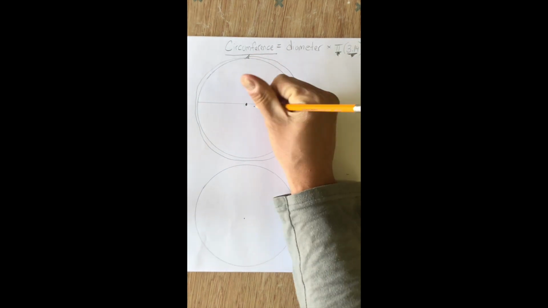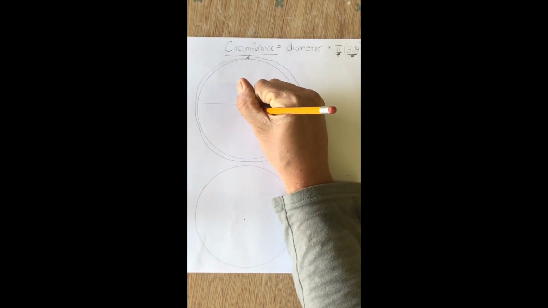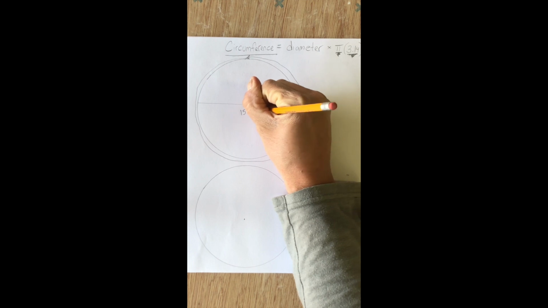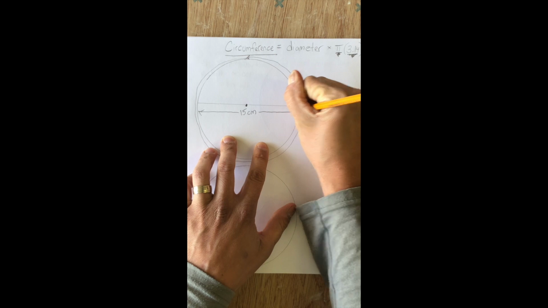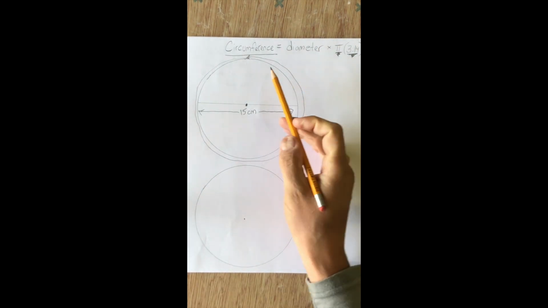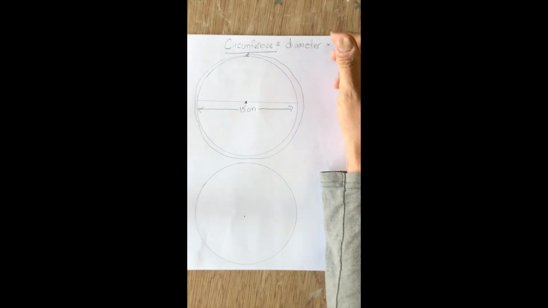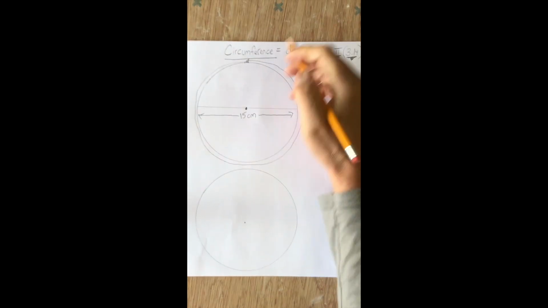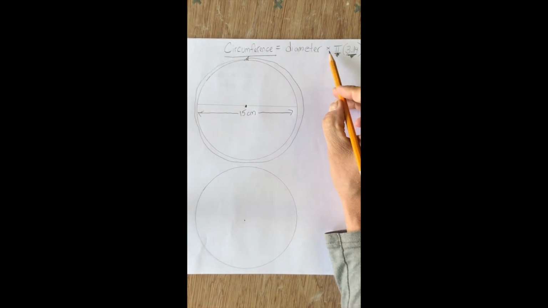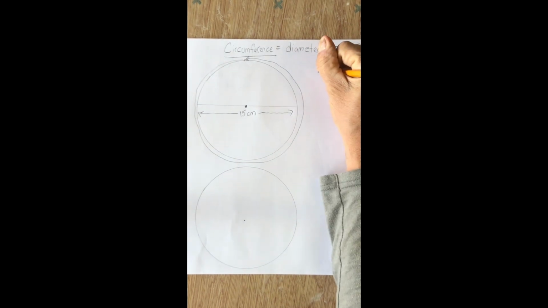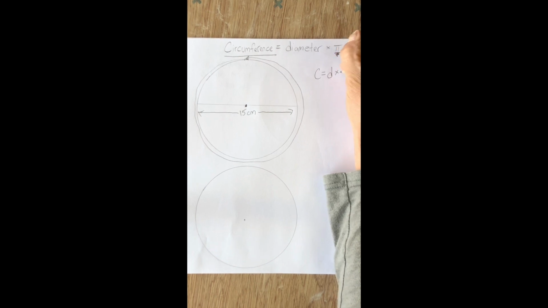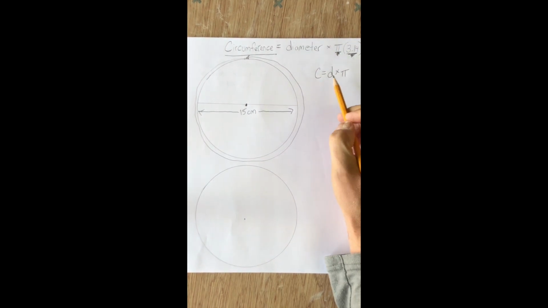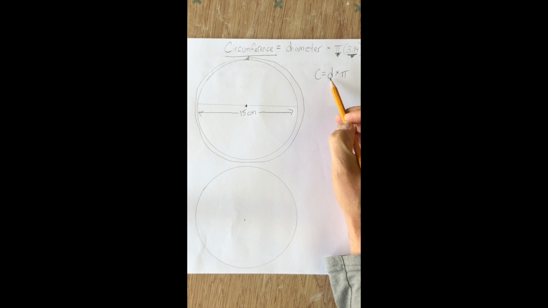So say this diameter here is, let's say, 15 centimeters. Let's say this distance all the way across is 15 centimeters. If we want to find the circumference, you basically just plug it into this formula. Circumference equals diameter times pi. We shorten that sometimes to C equals D for diameter times pi. Okay, so C is circumference, D is diameter, and pi is this number 3.14.